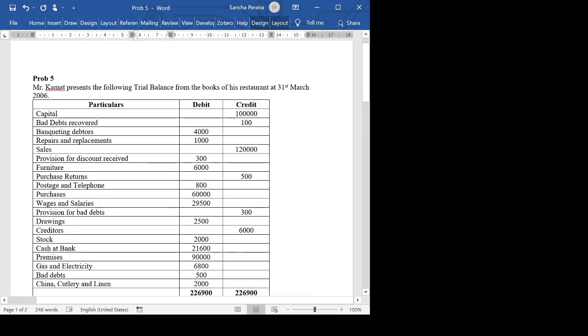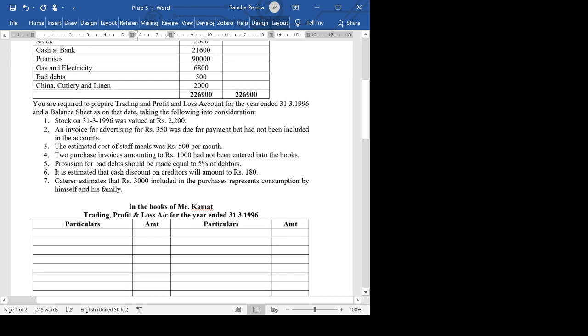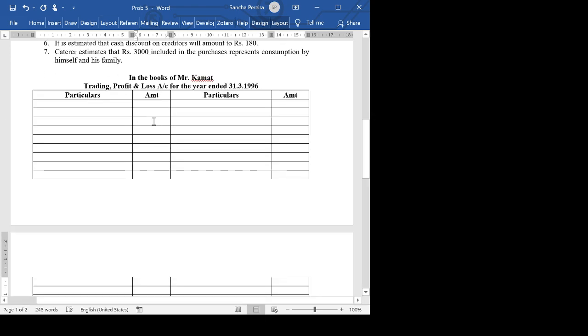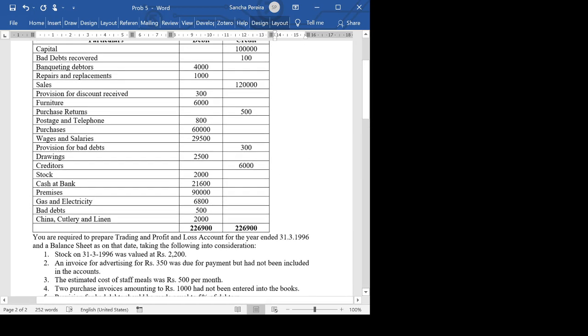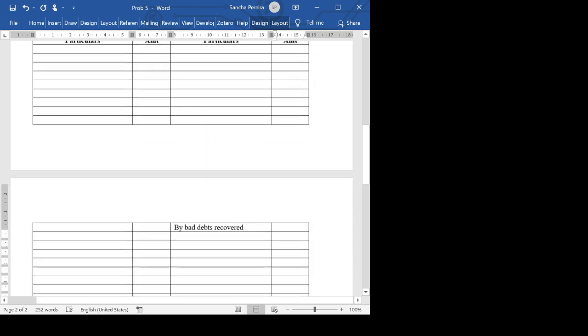Then there is bad debts recovered. Now this is an income that you need to show in the profit and loss account. Okay, I will show it here. By bad debts recovered. I explained this item. There were debts that you provided in the past, but that you considered completely bad. Your debtors wouldn't pay, but suddenly you have recovered some of those debts. So that comes to 100.